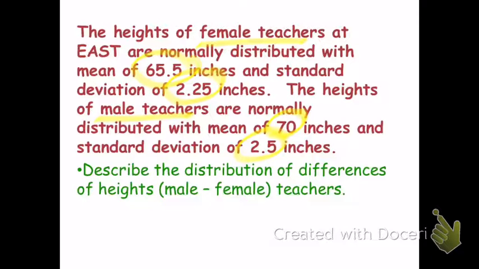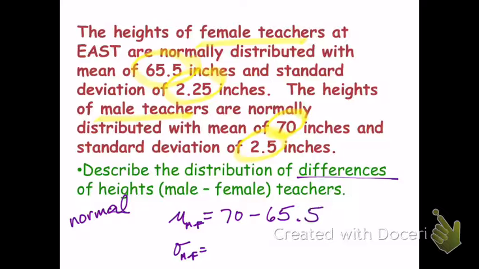The first thing that I want to write is that the differences are also normally distributed. So normal. Then I want to find the mean of the differences and the standard deviation of the differences. So male minus female, male minus female. And we know through Statland that we can combine means by finding the difference in the means. So if I'm doing male minus female, it'll just be 70 minus 65.5, which is 4.5.